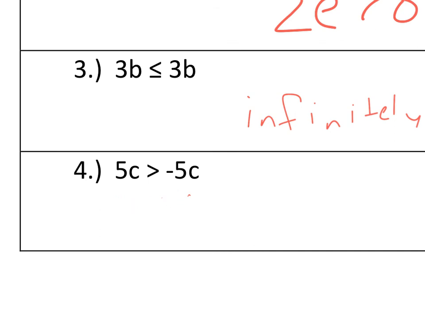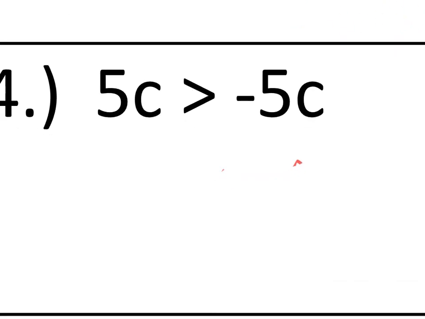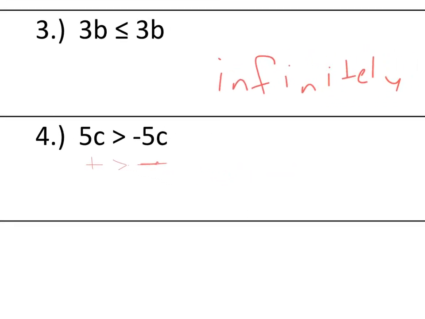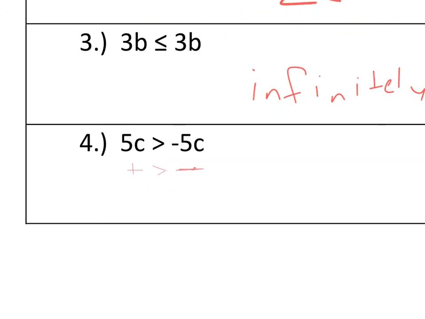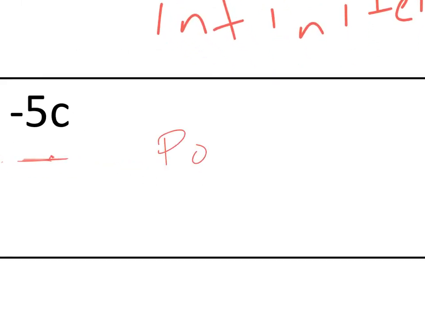Let's think about if c is positive. Well, if c is positive, over here, I'm doing a positive times a positive, and over here, I'm doing a negative times a positive. So on this side, positive times a positive is always positive. And on this side, negative times a positive is always a negative. And a positive is always greater than a negative. So if c is positive, we get solutions, right? So this would have to be a positive solution.